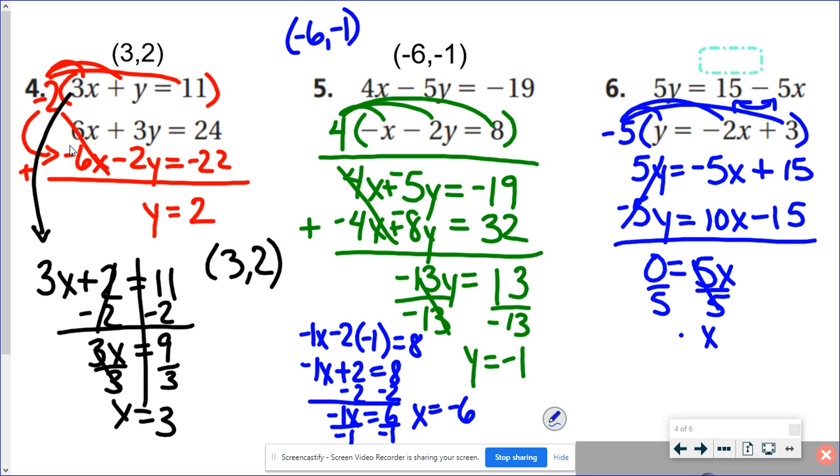Well, this is kind of nice now. x is just 0. If the x is 0, I can go back and find the y. I'm going to actually use that second equation. I just said y equals negative 2 times 0. Well, that's 0. Plus 3 is going to be 3. So the y is 3. My ordered pair is 0, 3.